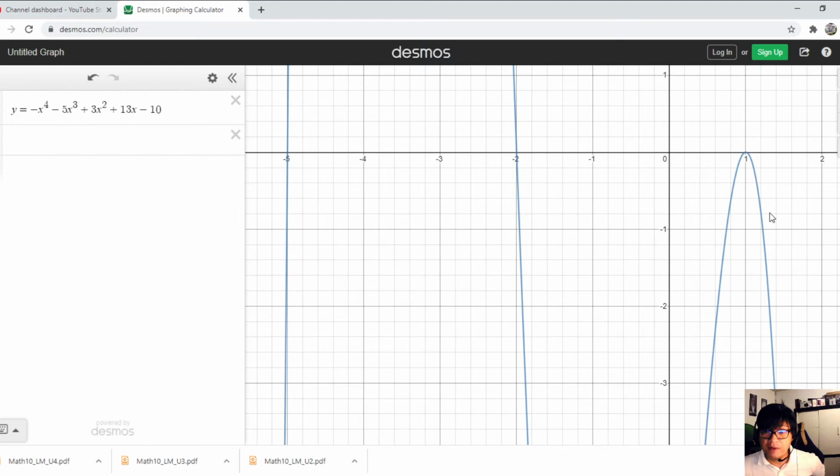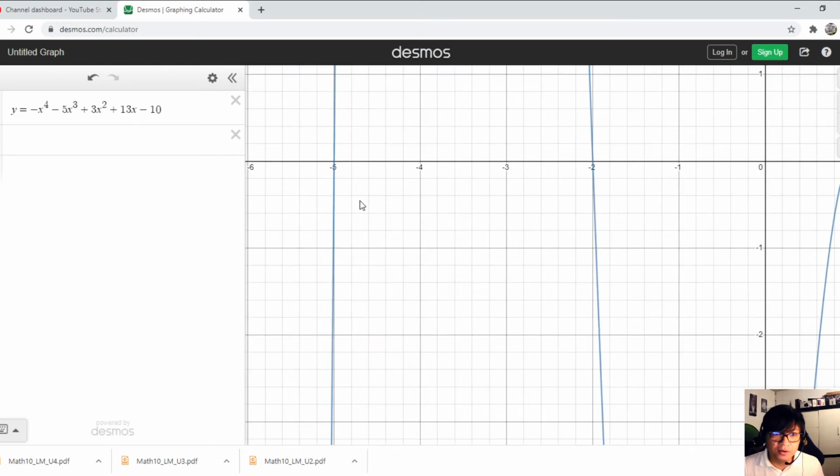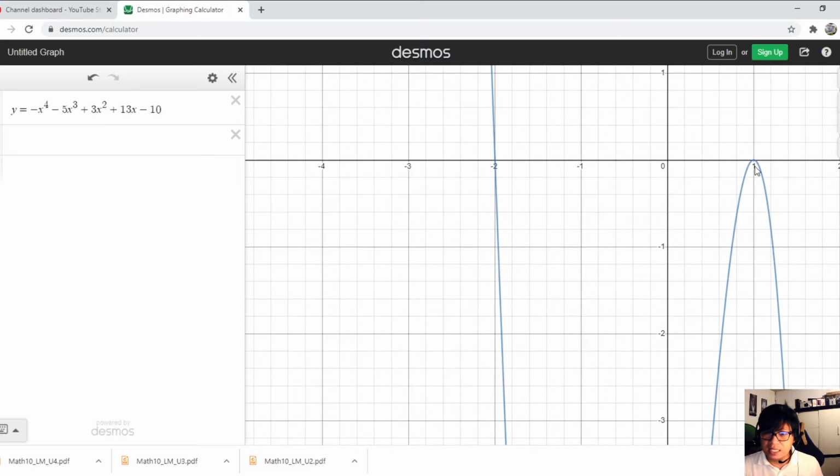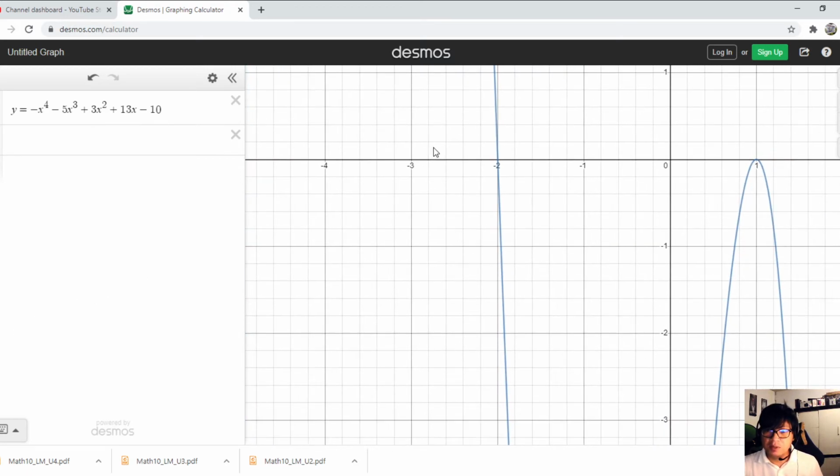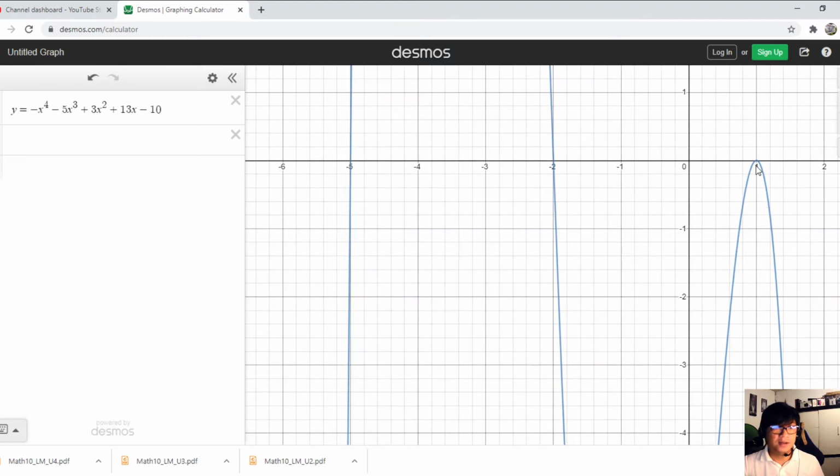So ito yung mga intercepts, x-intercepts natin. Negative 5, ito, negative 2. Tapos yung 1, as you can see, hindi na siya tumawid dito. It is because yung 1 natin is dalawang beses naging root yung 1 natin. So, multiplicity of 2 yung 1. So, yan yung graph niya.